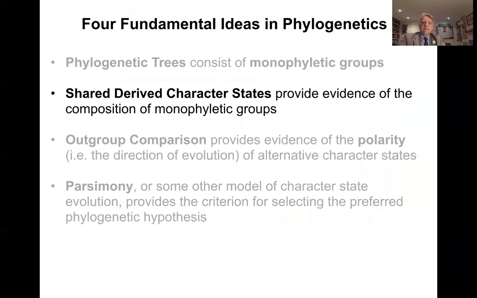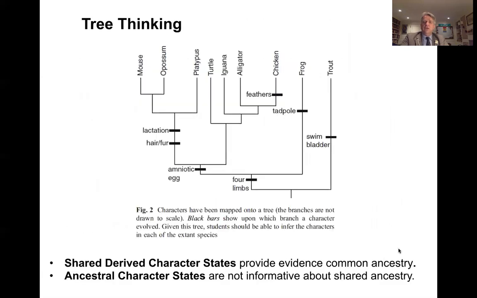Okay. The next fundamental idea in phylogenetics we're going to talk about is that shared derived character states are what provide evidence to the composition of monophyletic groups. Okay? Shared derived character states. So what I'm showing you here is a phylogeny of vertebrates. And here we have the tetrapods, which are defined by having 4 limbs. Here is a group of tetrapod vertebrates known as the amniotes. They're characterized in part by having an amniotic egg.